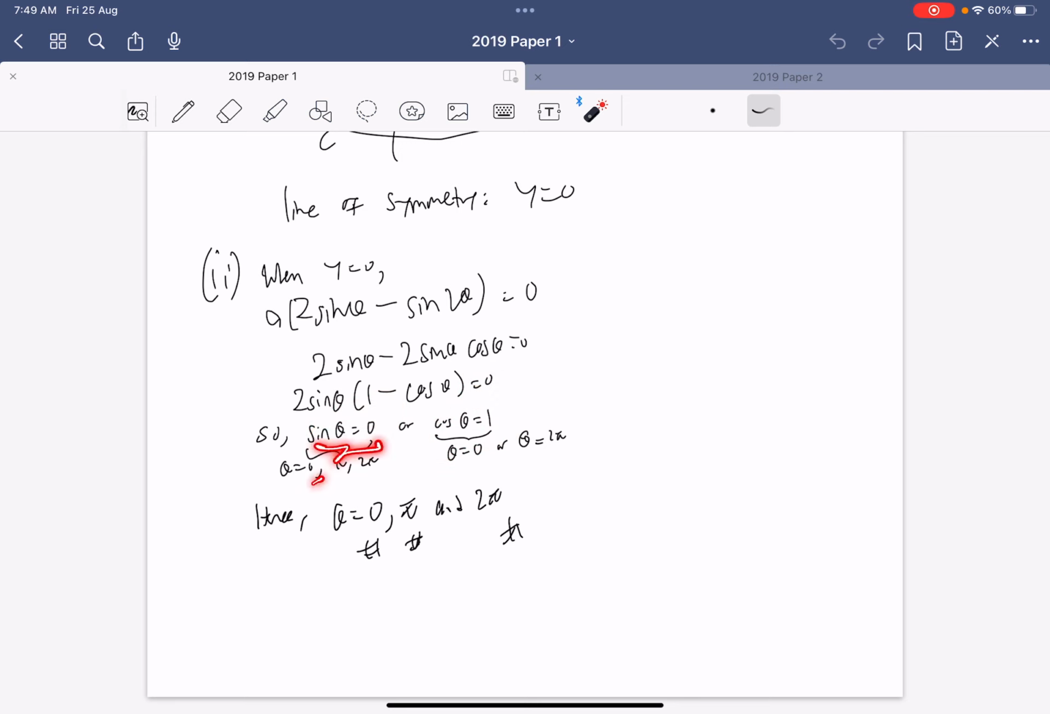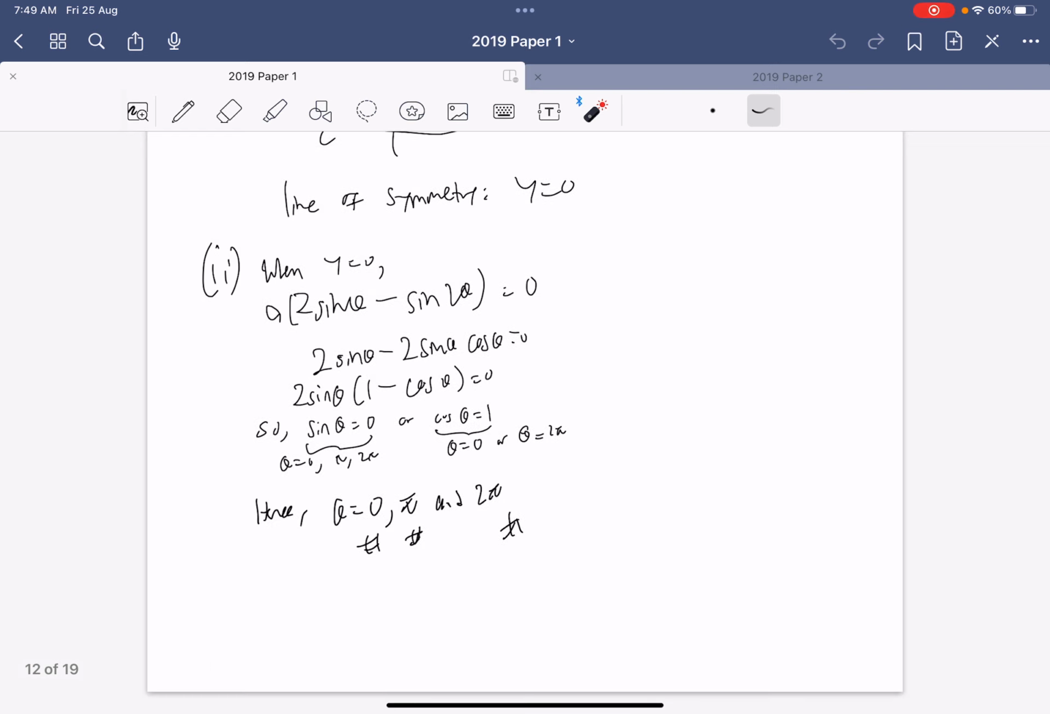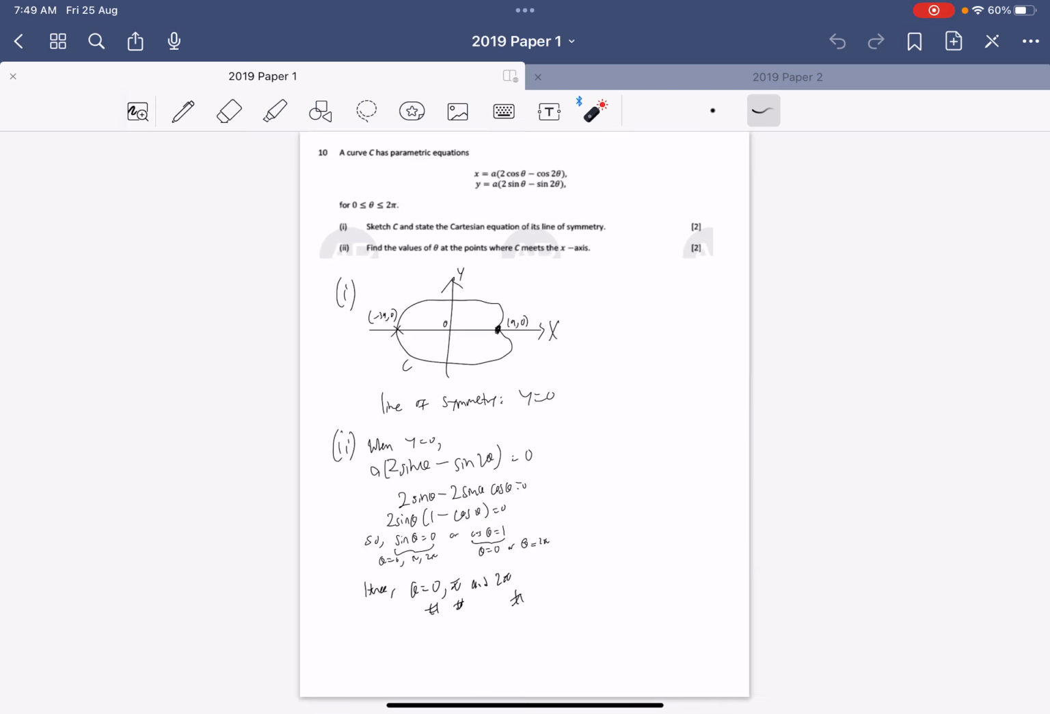And sine theta equals to 0 is at 0, pi, and 2 pi. And cosine theta equals to 1 is at 0 and 2 pi. Now you just sub into here and see that 0, pi and 2 pi work. So these are the solutions to where C meets the x-axis.